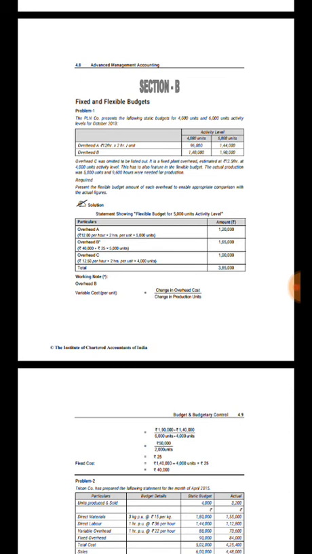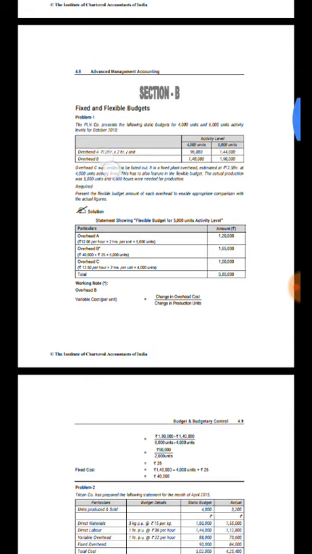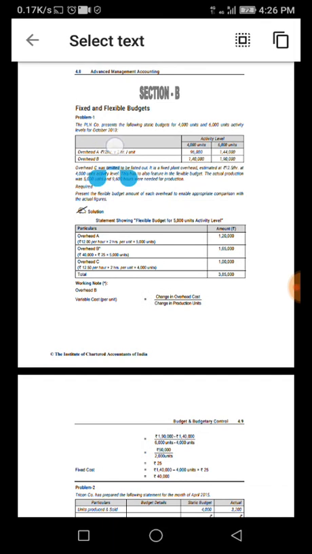Okay, so see, overhead A is given, overhead B is given. Overhead C is not listed, doesn't mean that they have not incurred it. And C is also said that it is a fixed plant overhead. So if it is a fixed plant overhead, what they are saying is estimated at 12.5 rupees per hour at 4,000 unit activity level. So at 4,000 they calculated it has to be 12.5 rupees per hour.